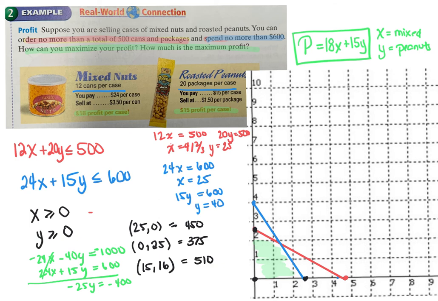In a word problem, you're going to have to tell me that a little more specifically. You are going to have to say 15 cans of mixed, 16 of peanuts gives me a profit of $510. You need to define what you've just given me. Does that make sense? So you have to tell me what you have and how much your profit is.